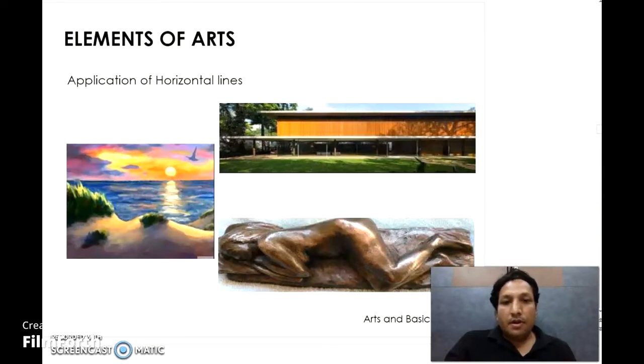These three examples are very clear for understanding the different visual art forms like sculpture, paintings, and architecture. If you find a long-span building, that may be an example of a horizontal line. In terms of painting, you can see the horizon in a landscape, and in terms of sculpture, a reclining lady is very horizontal, and this shows the application of the horizontal line.